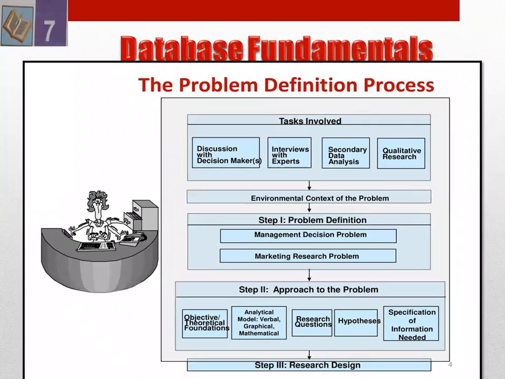In the problem definition phase, the process tasks involve discussion with the decision makers, interviews, secondary data analysis, qualitative research, and the environmental context of the problem. So you can gather complete information regarding the problem. What is the problem, where is the problem, why is the old system not running successfully, and why do you want to replace that old system with the new one.